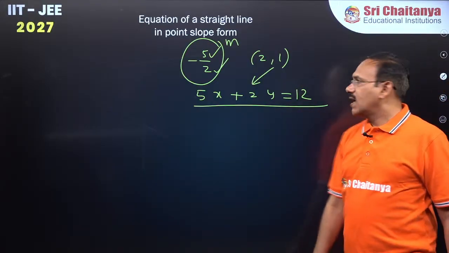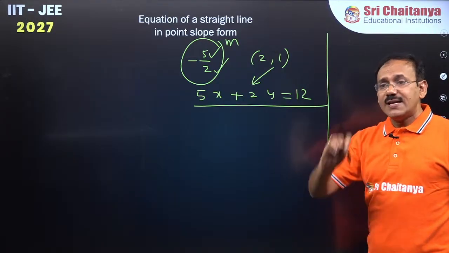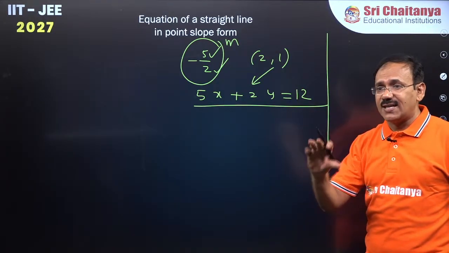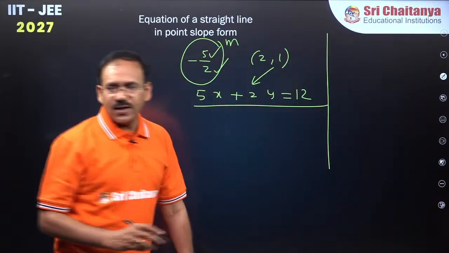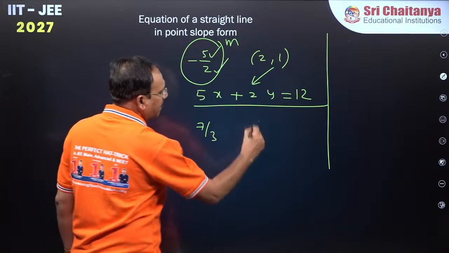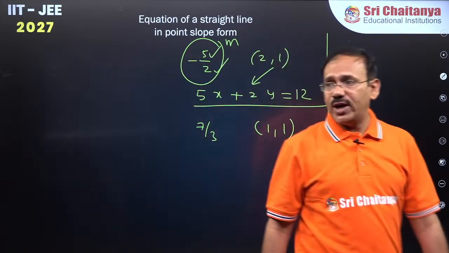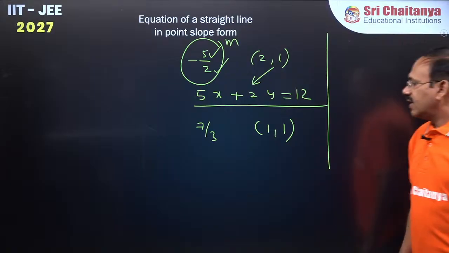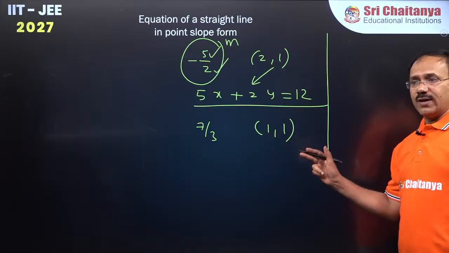Clear? Next problem. You have to answer this question in less than 5 seconds, guys. Find the equation of the line with slope 7 by 3 and passing through 1 comma 1. Less than 5 seconds. Come on, quick.